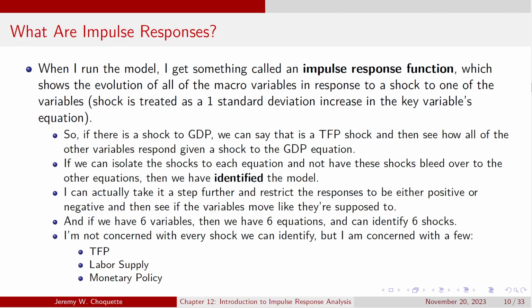Now, I actually take this a step further, and I restrict the responses to be either positive or negative, and then I see if the variables move like they're supposed to. So if I want a total factor productivity shock, well, I'll require that some of the variables move in the directions that are consistent with a total factor productivity shock, and then see if everything else responds accordingly. So if I've got 6 variables, then I'll have 6 equations, and I can identify 6 shocks. Now, I'm not concerned with every shock that we could possibly identify here. There's just a couple that I'm really concerned with. The first, total factor productivity. Second, labor supply. Third, monetary policy.